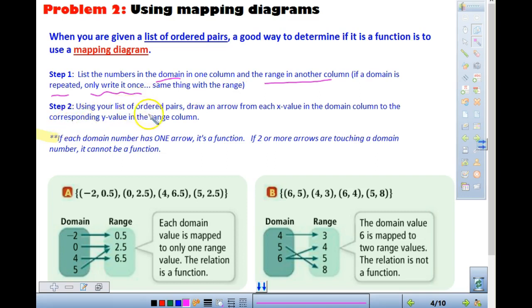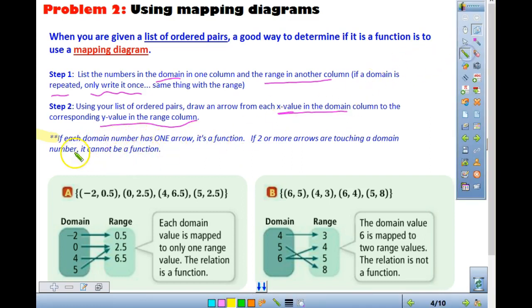Step 2, using your list of ordered pairs, you now draw an arrow from each X value, that's in our domain, to the Y value column, which is our range. If each domain number has one arrow, it is a function. If each domain number, that's key, has one arrow, it's a function. If two or more arrows are touching a domain, it is not a function.